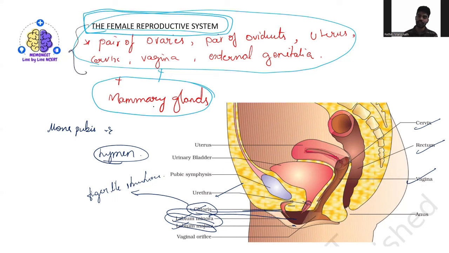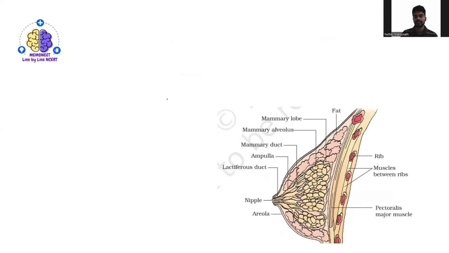The last part of the female reproductive system is the mammary gland. Coming to the mammary gland, you have to concentrate on diagrams and labeling parts also, because every year they have not missed asking one question from the diagrams of this particular chapter. So make sure wherever there are diagrams and figures, you are well versed with the labeling also.